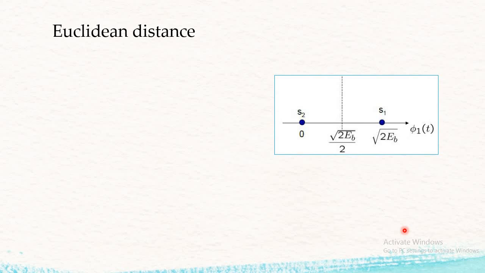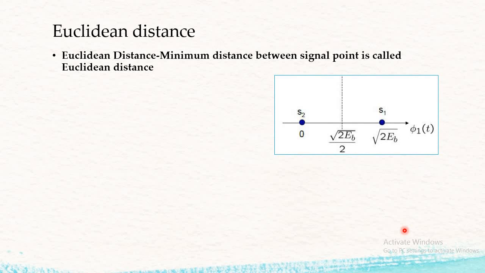We are using the same diagram. The Euclidean distance is the minimum distance between the signal points. So here D12 is the distance between S1 and S2. The distance between these two values is going to be the square root of 2EB, where EB is the energy per bit.